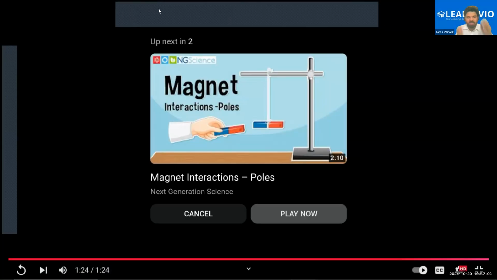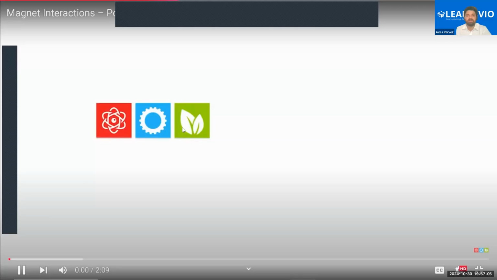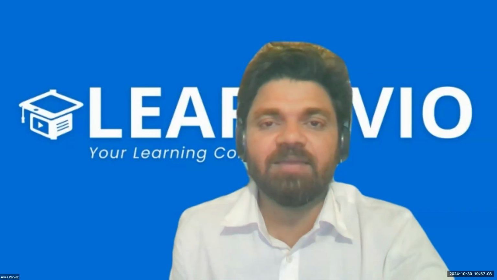Okay, so this is the way that a magnet can exert a force on another magnet.